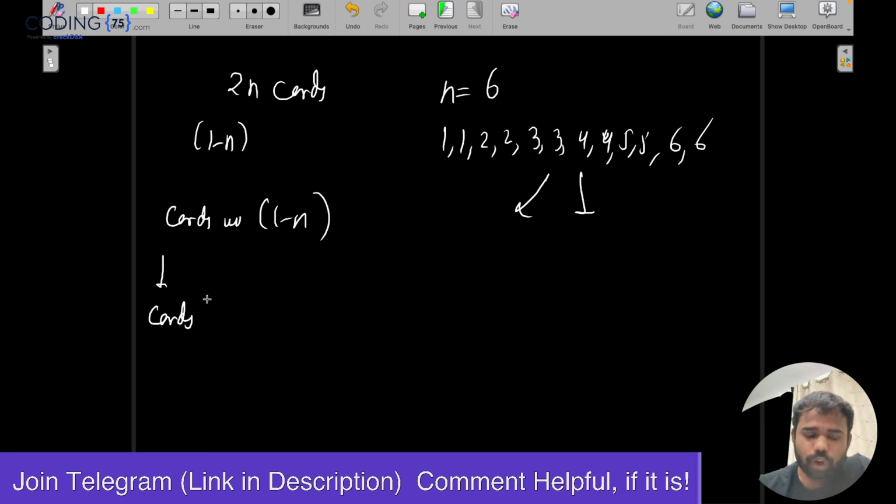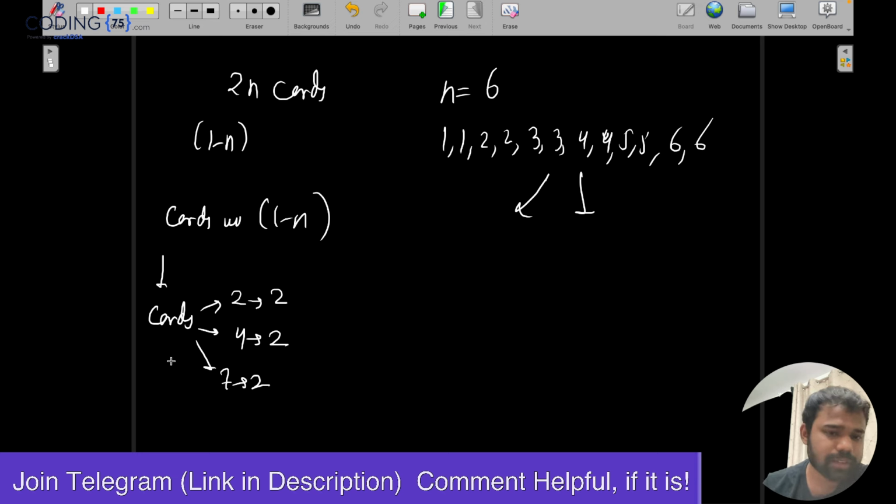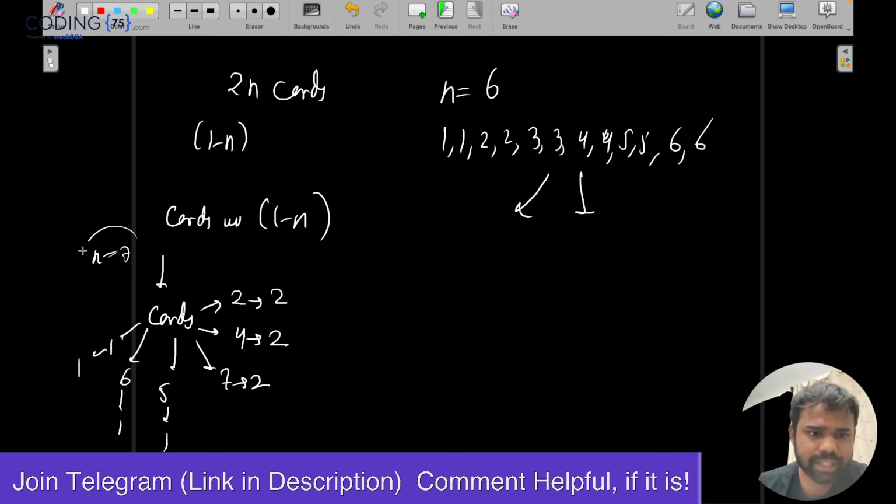You will have some numbers for which you hold both cards. For example, for number 2 you have both the cards, for number 4 you have both the cards, and for number 7 you have both the cards. And for some numbers you will have only a single card. So let's say N is 7. This means you have two cards of number 2, two cards of number 4, two cards of number 7, one card of 5, one card of 6, and one card of 1. Right? This is what you have.